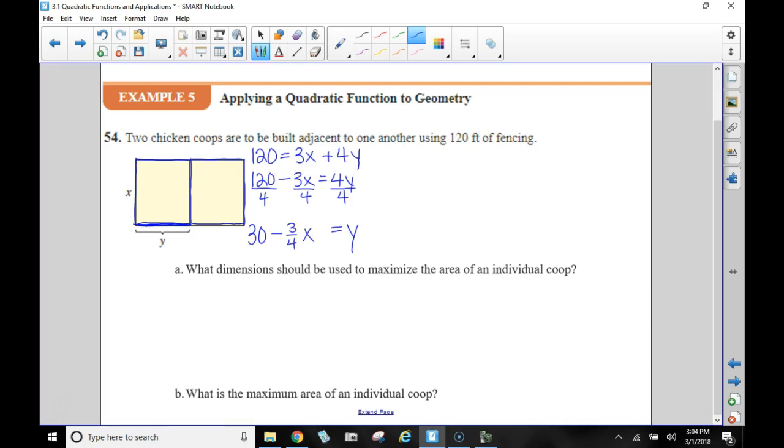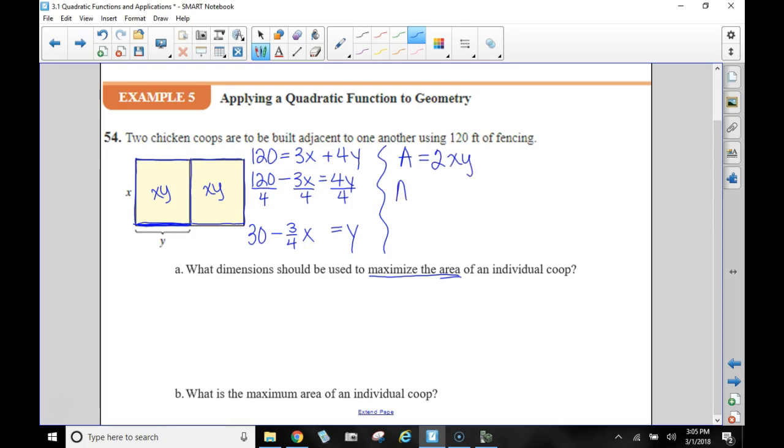Keep that in mind. Now, on part A, it says what dimensions should be used to maximize the area of an individual coop, okay? All right, so if we want to maximize the area, notice that the area of the chicken coops that use the 120 feet of fencing is going to be x times y for that first one and x times y for that one. So altogether, the total area is 2xy, okay?